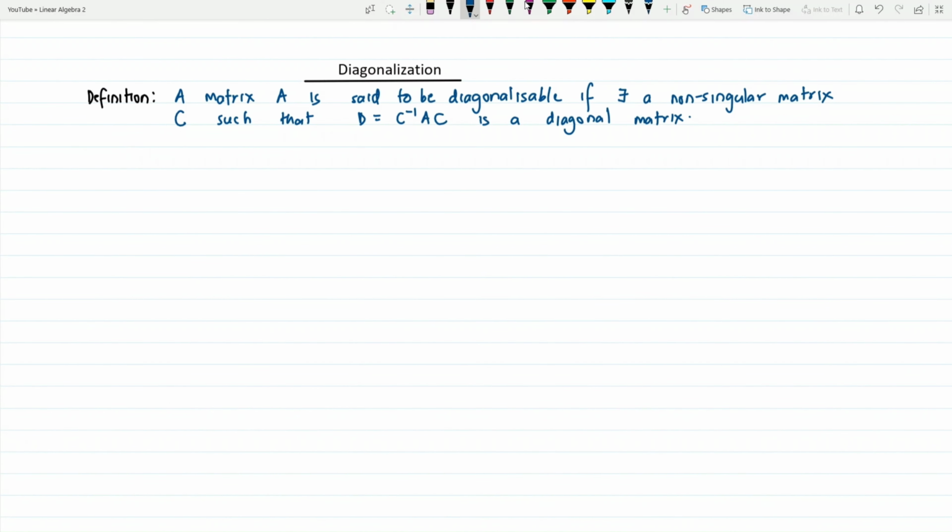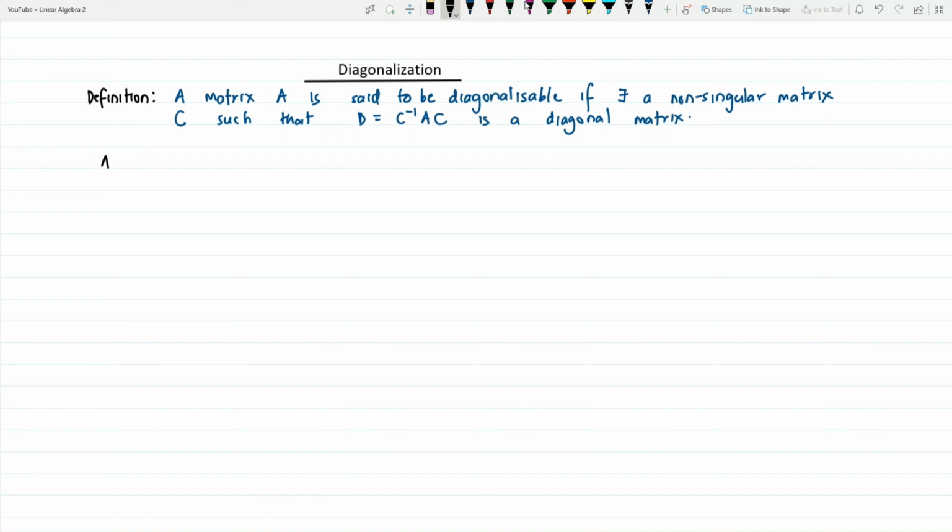A square matrix A is said to be diagonalizable if there exists a non-singular matrix C such that D is equal to C inverse AC is a diagonal matrix. In other words, a matrix similar to a diagonal matrix is said to be diagonalizable. Let us see one example for the same.